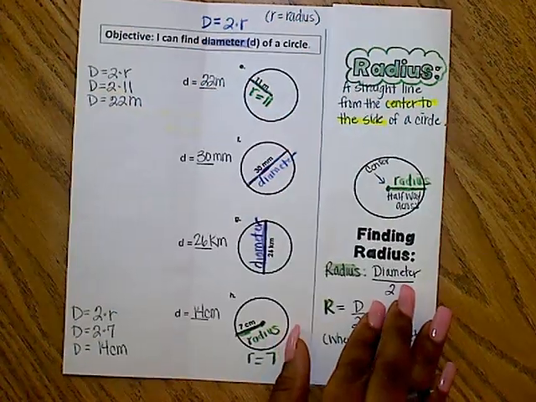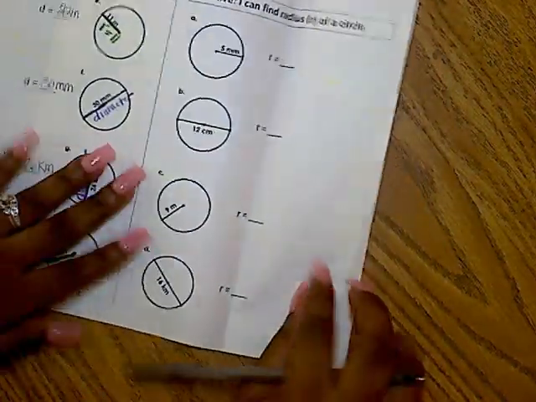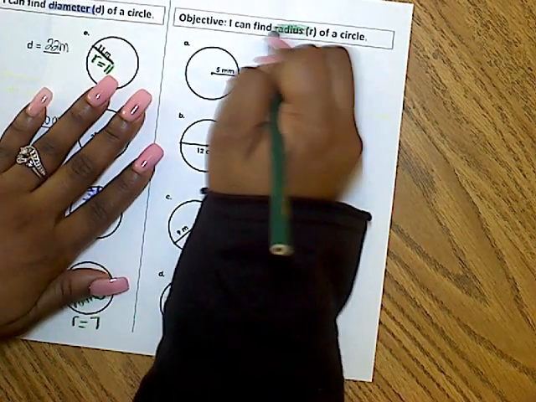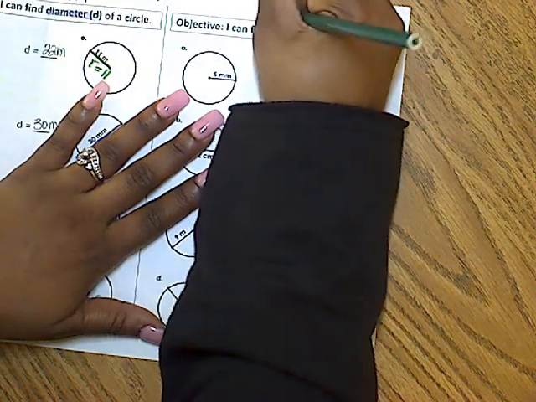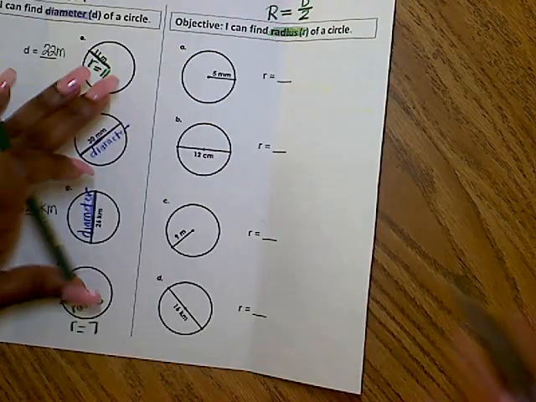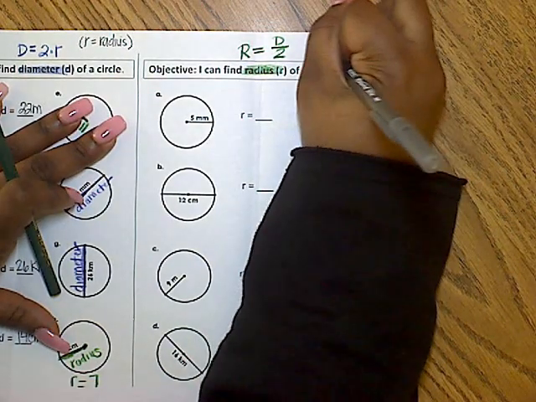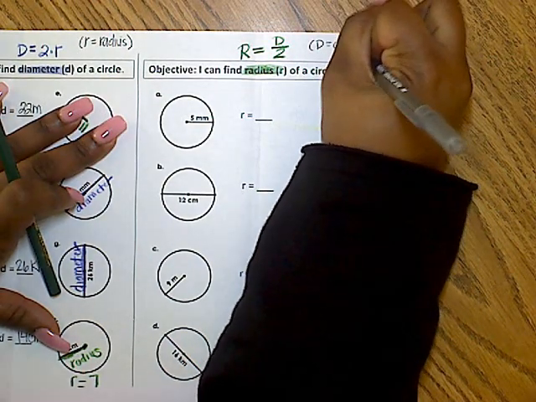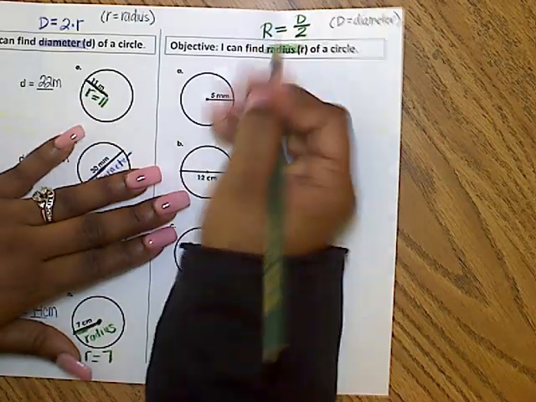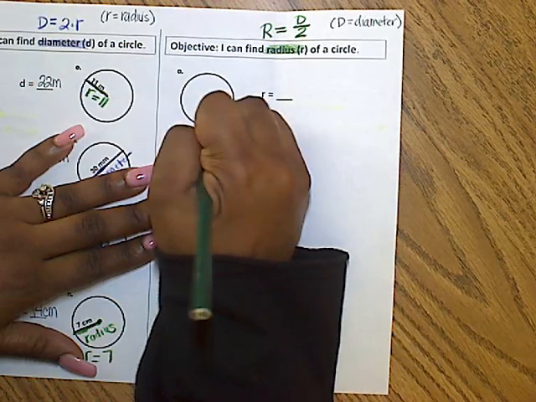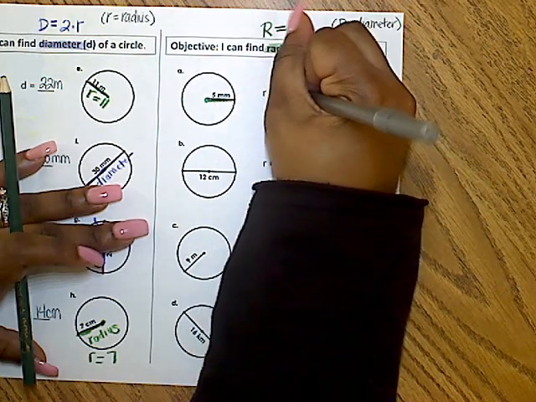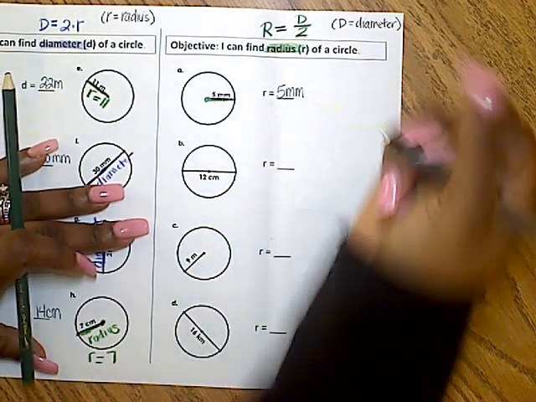Okay, so now let's do the radius side. So remember, radius is green. We can find the radius of a circle. So let's remember, radius is going to equal diameter divided by 2. And that is where D equals diameter. So let's just go through. The first one is halfway across. Remember, when it's halfway across, that is the radius. So we don't have to do any math. We just need to write that R is 5 millimeters.